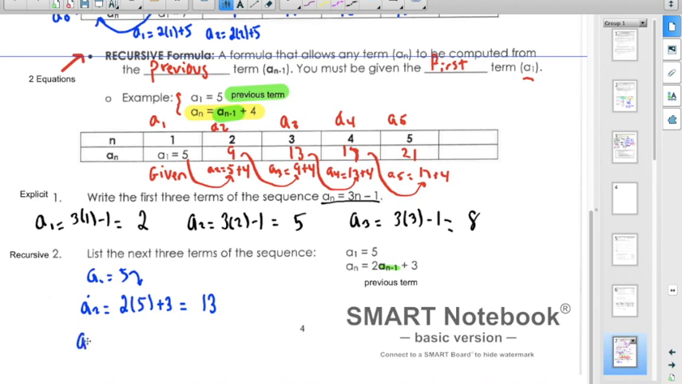Let's find a sub 3. Following the rule again, I'm going to take 2, multiply it by my previous term, which now is 13. Right? This is now my previous term. And I'm going to add 3 to it. Well, 2 times 13 is 26. 26 plus 3 is 29.